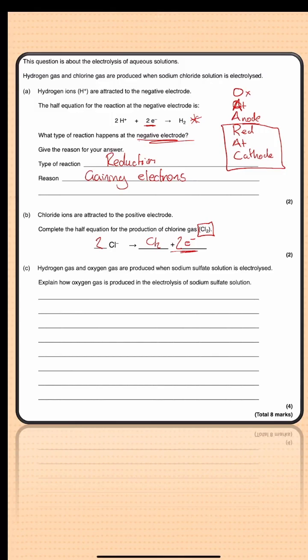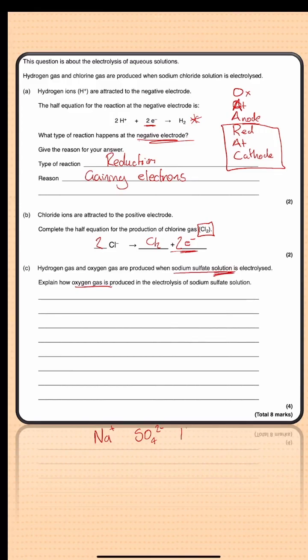Okay, now we've got a 4 marker here. Hydrogen gas and oxygen gas are produced when sodium sulfate solution is electrolyzed. Explain how oxygen gas is produced at the electrolysis of sodium sulfate solution. So we've got sodium sulfate. Let's think about what sodium sulfate has in it. It's got sodium ions, sulfate ions. Remember, this is aqueous because it's a solution.